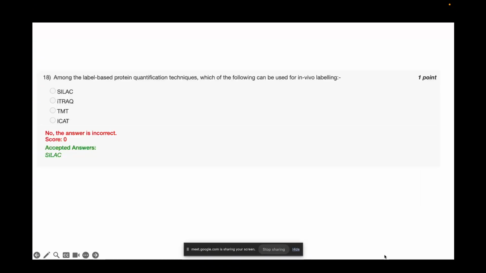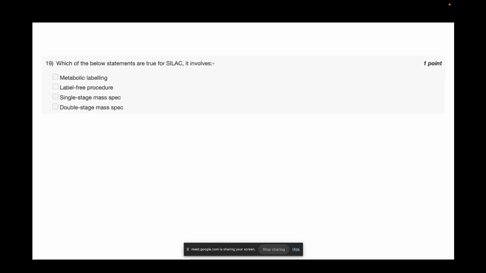The answer is SILAC. In SILAC, you can do in vivo labeling. In the others, you have to do the labeling first and then transfer. So, yeah.